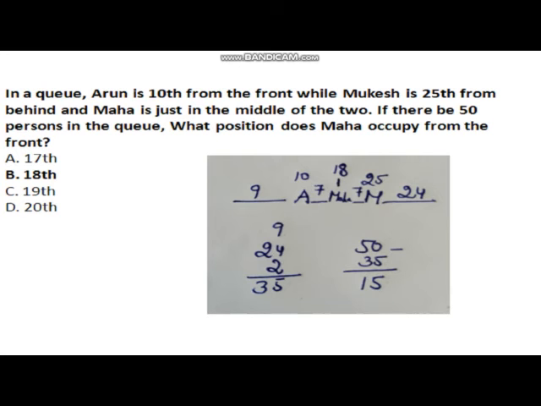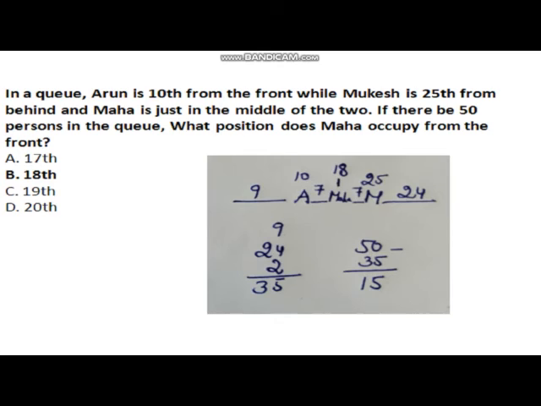Next question. In a queue, Arun is 10th from the front, so 9 persons before Arun, while Mukesh is 24th from behind, so 24 persons after Mukesh, and Maha is just in the middle. So write Maha in between. If there are 50 persons in the queue, what position does Maha occupy from the front?